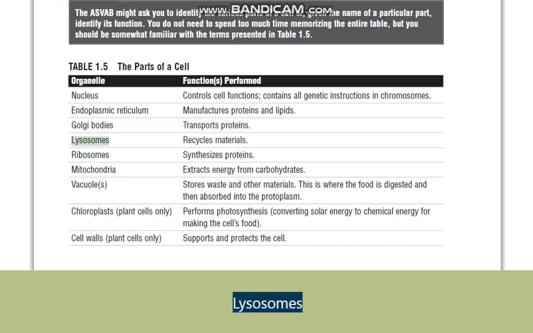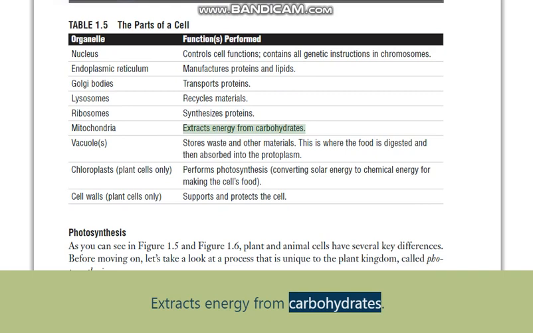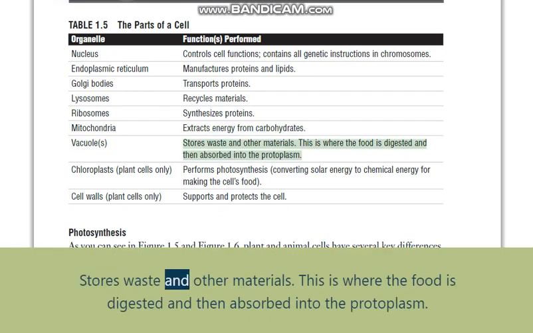Lysosomes: recycles materials. Ribosomes: synthesizes proteins. Mitochondria: extracts energy from carbohydrates. Vacuoles: stores waste and other materials. This is where the food is digested and then absorbed into the protoplasm.